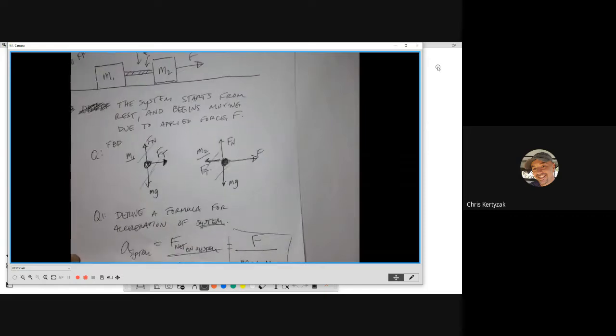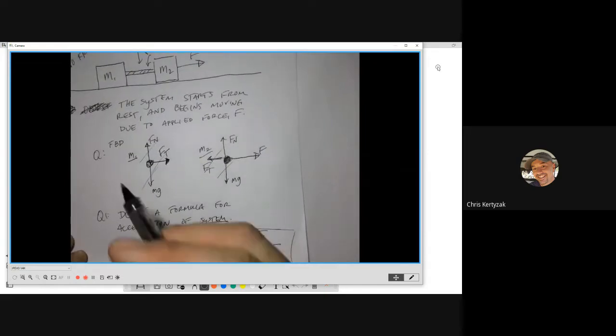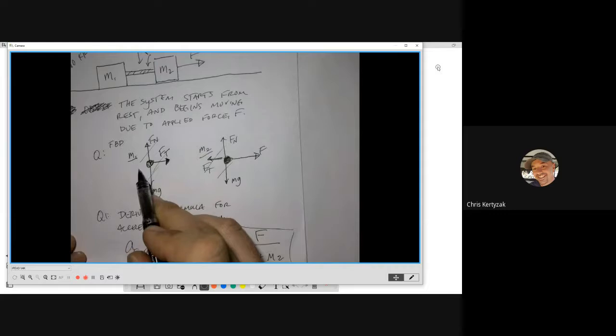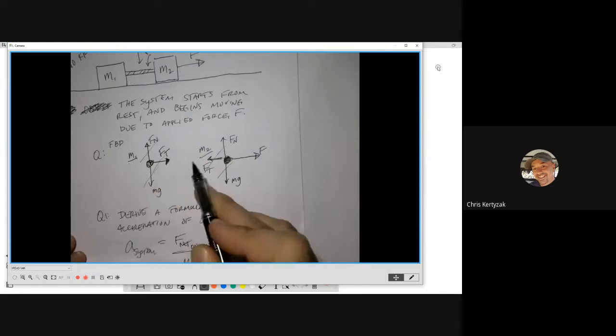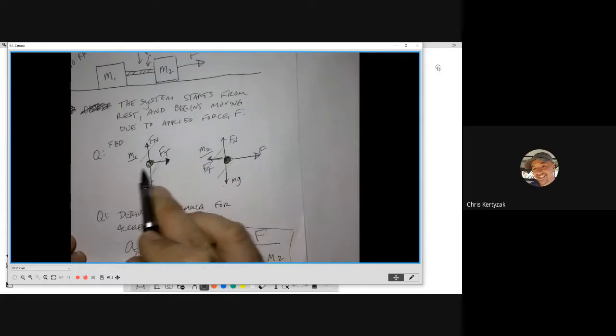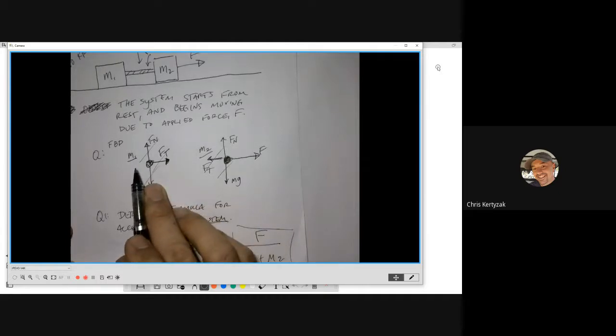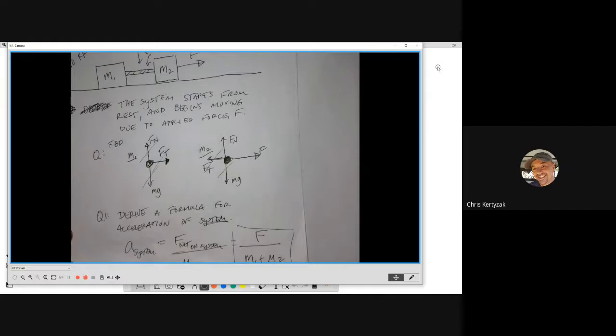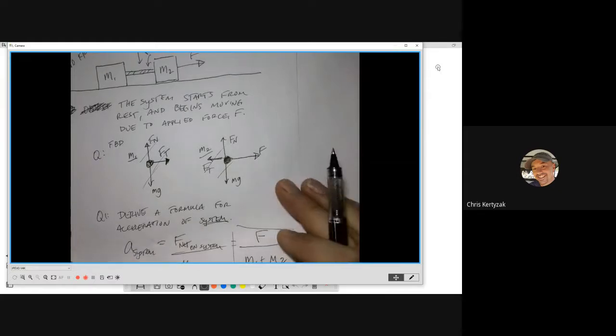Because F is unbalanced. If there were some friction, and there could be, we can talk about that maybe later, then that friction would be in the leftward direction on both, because both blocks are sliding on a frictional surface. There would be a leftward force of friction on the first guy, a leftward force of friction on the second guy, and then you'd have to consider that. But right now, we're not.